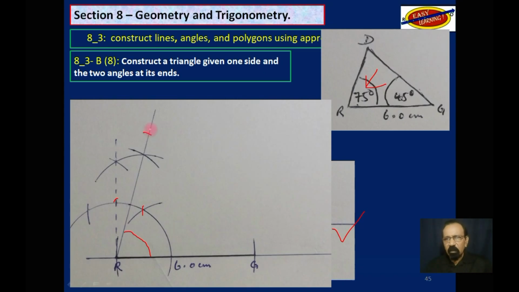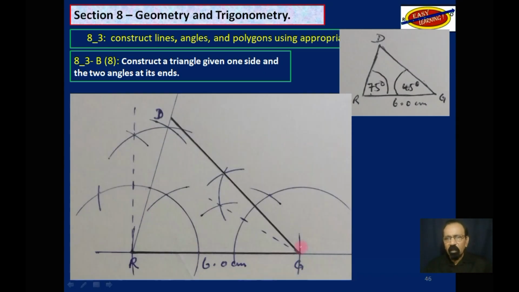So this is a thin line. Then from this side, you construct 45 degrees. You know how to do that. And this time you extend it from G until it touches that other line we had on the side. Use a bold line because you know that point there will be D. So you are almost finished. All we have to do now is bold RD and put in the measurement of the angles.